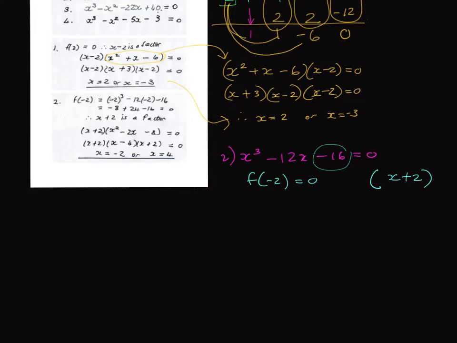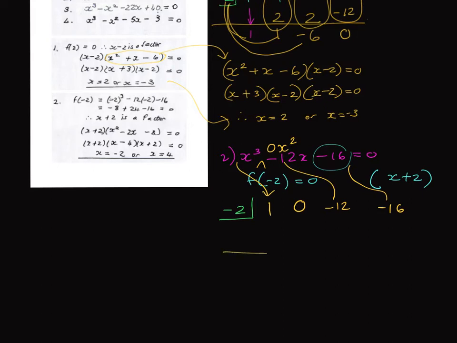So for now, we're going to use that negative 2 in a little block, and we're going to pull down all the coefficients, 1. And then don't forget that there should be an x squared in here, but there's a 0x squared, so we have a 0, then we have a negative 12, and then we have a negative 16. So you must always have 4 numbers across here.